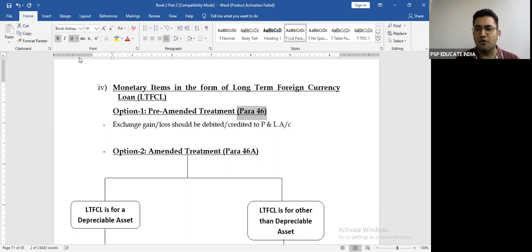आप आज भी ये चाहो तो ये ट्रीटमेंट फॉलो कर सकते हो, क्योंकि ये ट्रीटमेंट में एडिशन हुआ है, ये ट्रीटमेंट निकली नहीं है. So even today it is allowed that you follow option 1. You can still continue to follow para 46.